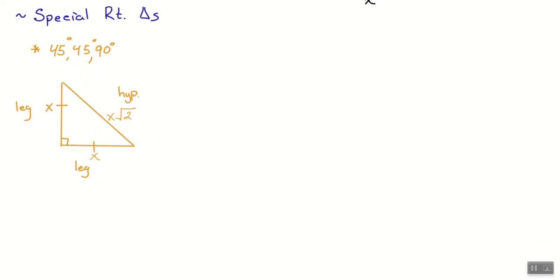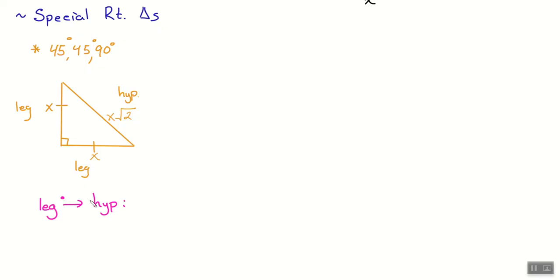Okay, for this, if you want it, it's completely optional. But if you look at this and think, oh man, I can see it, but I don't really know how to use this, I'm going to make sure that we can see this. If I want to go from a leg to the hypotenuse in a 45, 45, 90, we multiply by what?